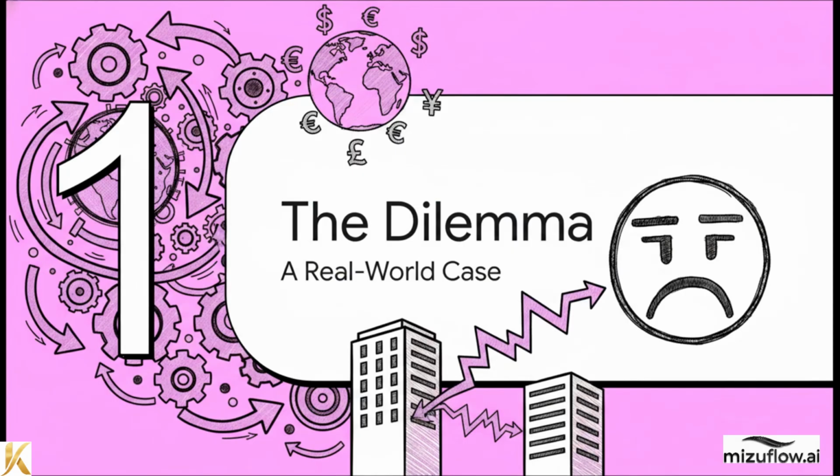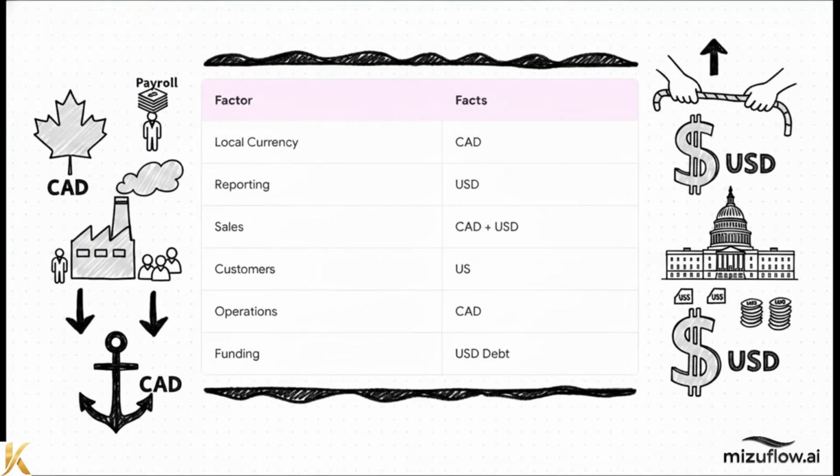All right, part 1, the dilemma. This setup brilliantly illustrates the tension we're dealing with. In our real-world case study, our local currency is CAD, but our reporting currency is USD. Sales are a messy mix of CAD and USD, with the major customers sitting right there in the US. However, the employees, the actual manufacturing plants, the payroll, and the operating costs, those are all solidly CAD.